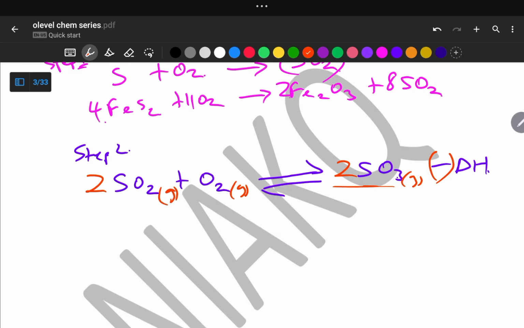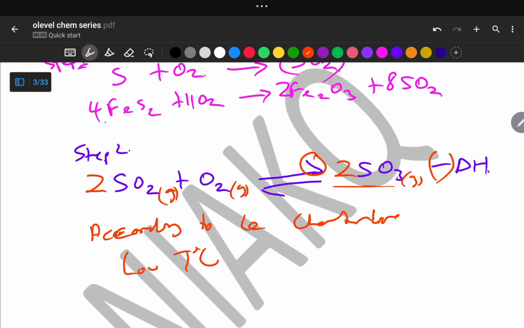According to Le Chatelier's principle, we were supposed to use a low temperature. This forward reaction is producing heat, so if we lower the temperature, we are favoring the exothermic direction. The reaction will move in the exothermic direction, which is the forward reaction. Are we together? You are supposed to know this by heart. So we are supposed to lower the temperature.